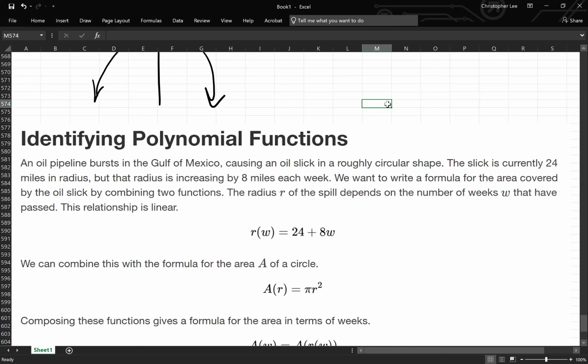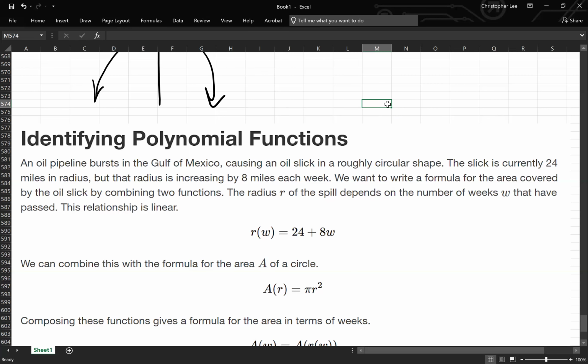You want to write a formula for the area covered by the oil slick by combining two functions. The radius r of the spill depends on the number of weeks that have passed. This relationship is linear. So we have r of w, the radius, where w is the week, equal to 24 plus 8w, which is 8 miles per week.